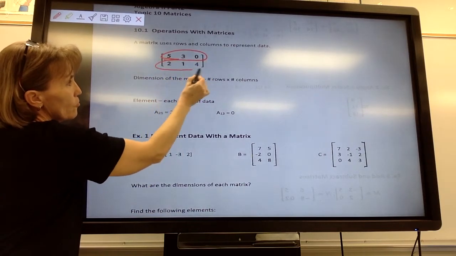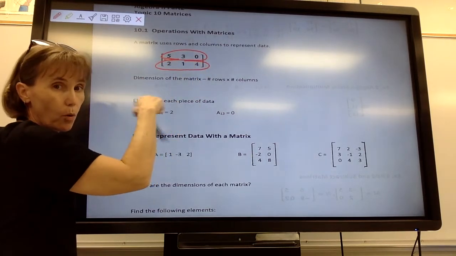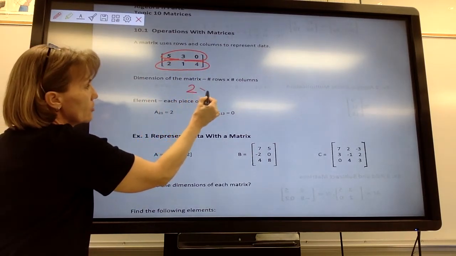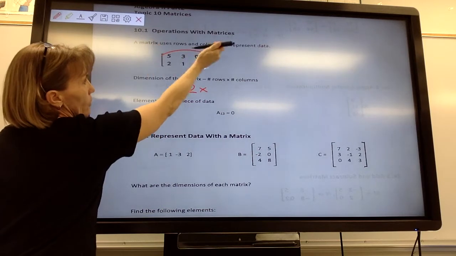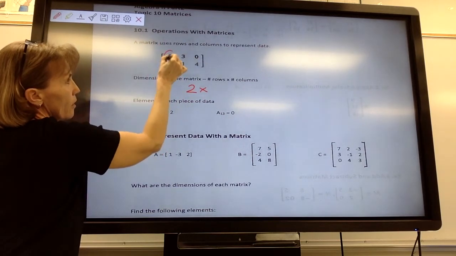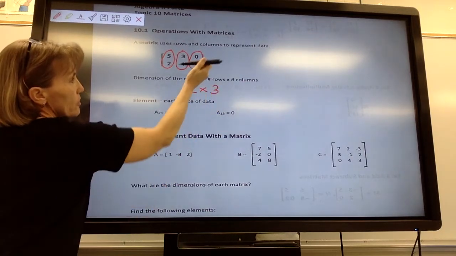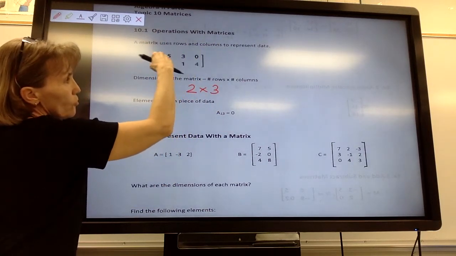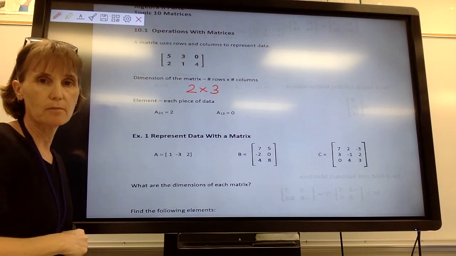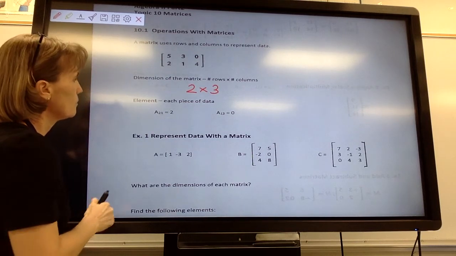So this particular matrix has 2 rows. Rows go horizontally, so you would say that's a 2 by, and then we look at the number of columns. Columns go vertically. So we have a matrix here that is 2 rows by 3 columns. So we say the dimensions are 2 by 3.